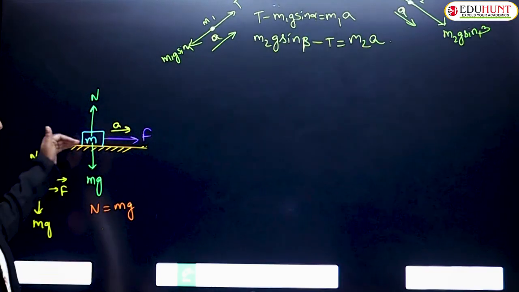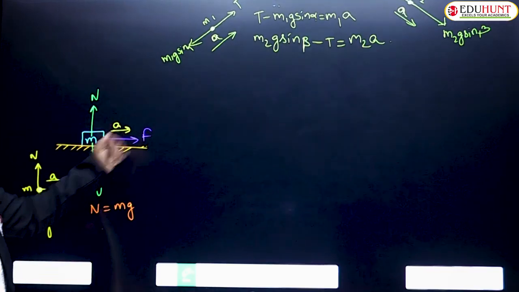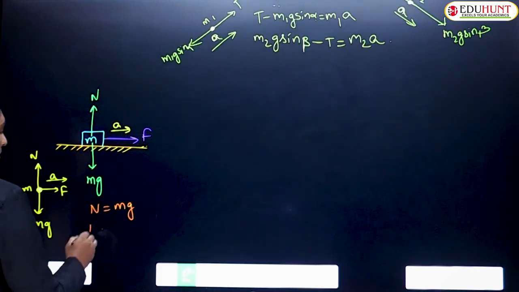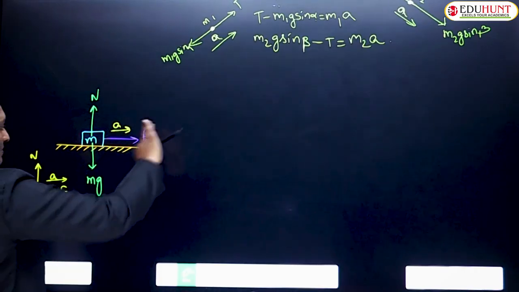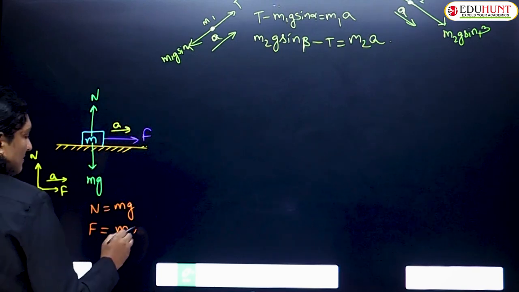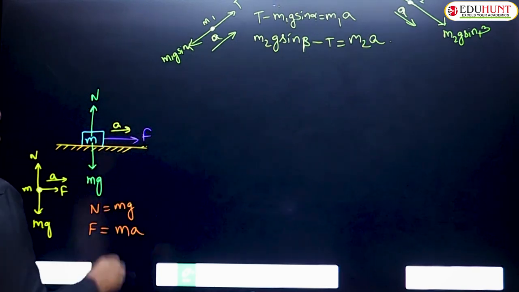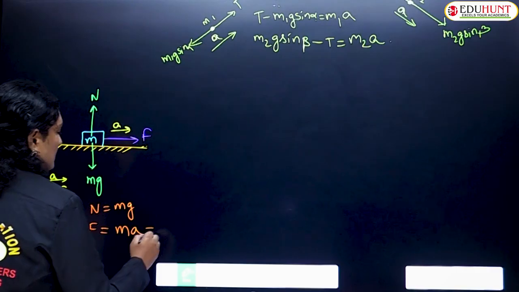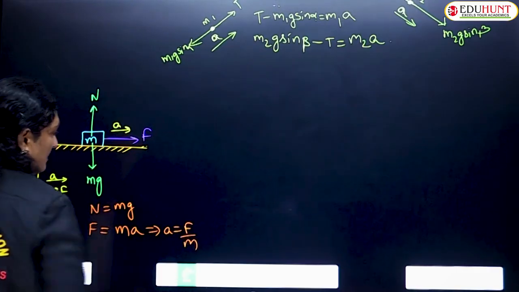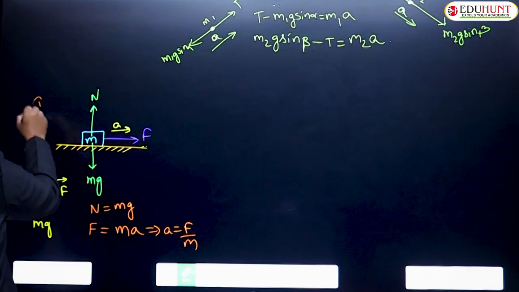Okay. So if there is no opposing force, then the only force acting in the right direction is capital F. And because of this F, the body is being accelerated. Hence F equals ma, and from this the acceleration a can be written as F by m. So this is one example we have considered.